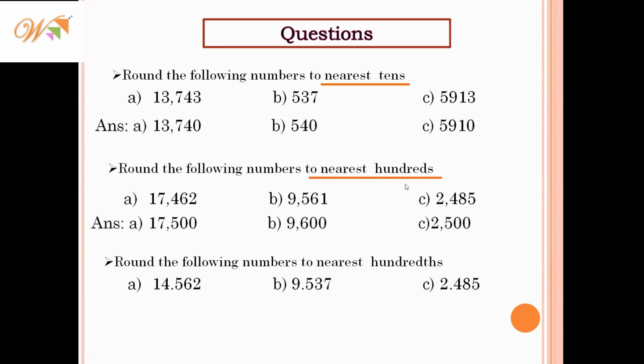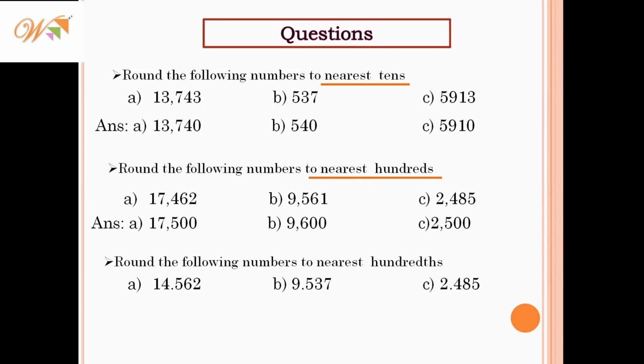So, the answer for 17,462 will be 17,500. This time we have to round off the digit at the hundreds place. 9561 becomes 9600. 2485 becomes 2500.